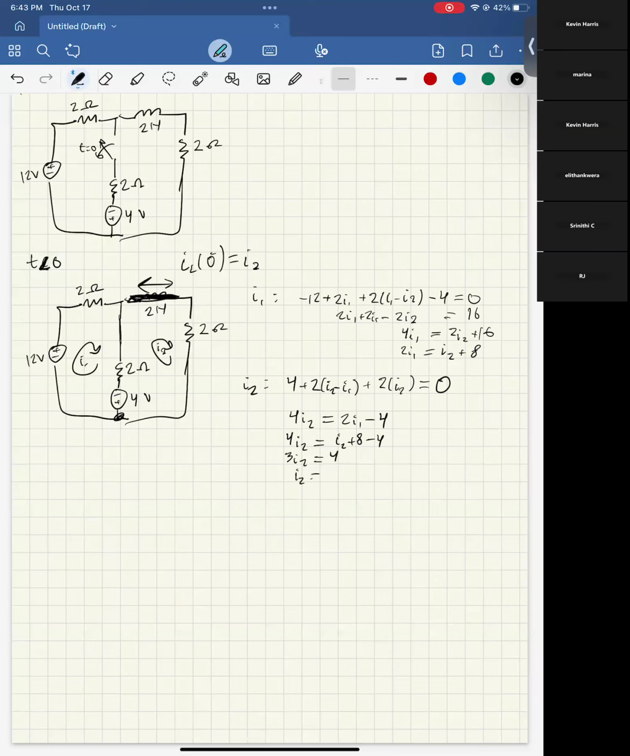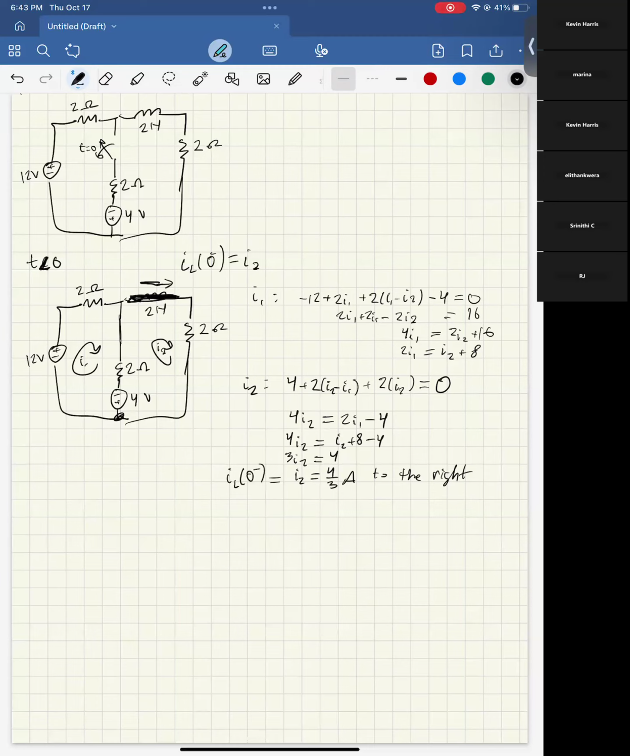And then I2 equals 4/3 amps. And that is going, we have determined, to the right. I'll say to the right, because that'll determine the positive or negativeness later on. So then that also equals our IL of 0 minus.